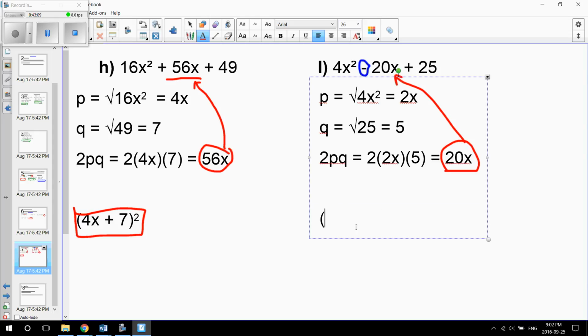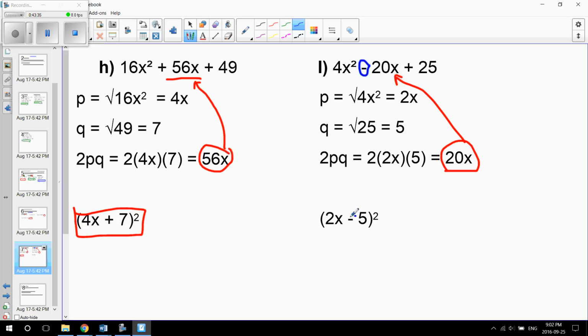But now when we're writing our final answer inside that bracket, our first term is still 2x, and our last term is still 5, and we can still square it. The only thing that's going to be different is because there's a negative in front of that middle term, it means that the sign in between our two numbers has to be a negative in our final answer. So we have to have this negative here inside those brackets because there's a negative in front of that middle value. So this is still our final answer here, 2x minus 5 all squared.